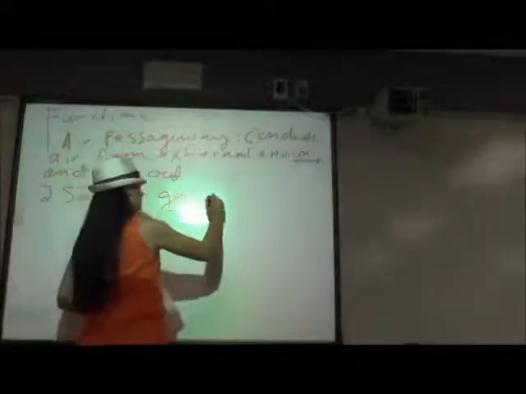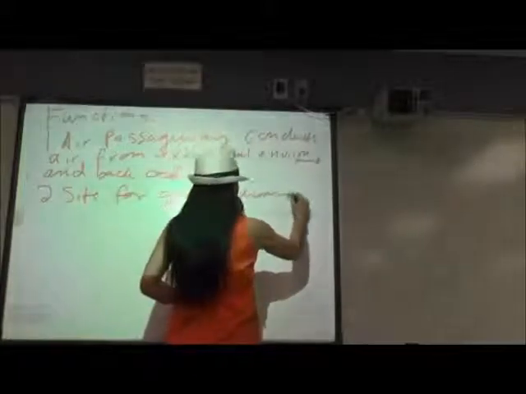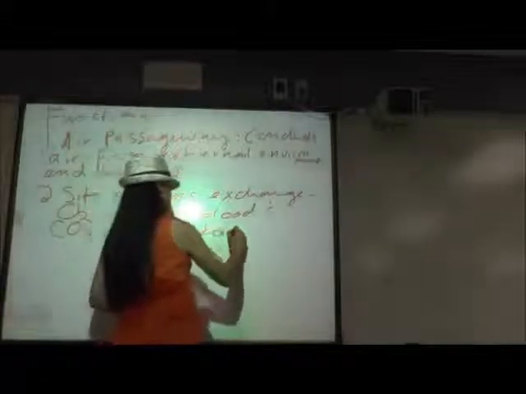Second function is it's going to give us a site for gas exchange. At the level of the lungs, O2 will enter the blood and CO2 will exit. So those are probably the most important functions of the respiratory system.